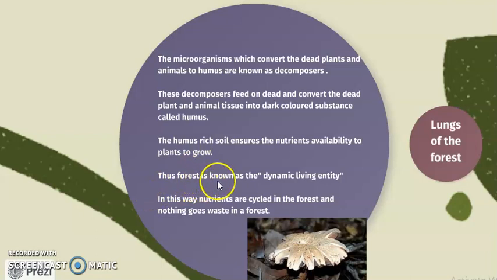So thus we can say the forest is a dynamic living entity. Nothing goes waste in the forest. That is an apt word to say, because when organisms are dead, they are decomposed. By the help of decomposers, humus is created. In this humus-rich soil, new plants will grow, or these nutrients are used by the plants which are already there. So do you recognize this plant which is there? This is a fungus. Fungi are decomposers, or we can say they are saprophytic organisms. They feed on the dead and decaying organisms.